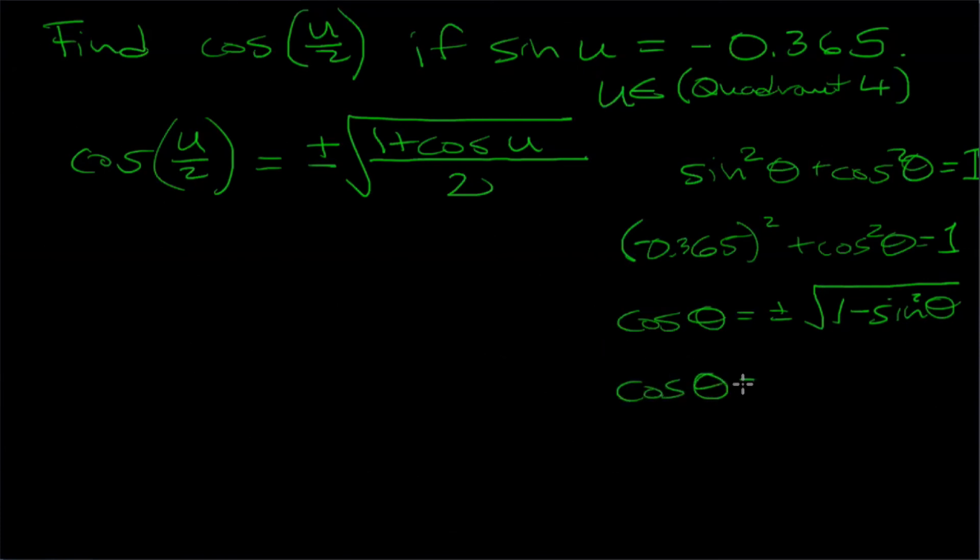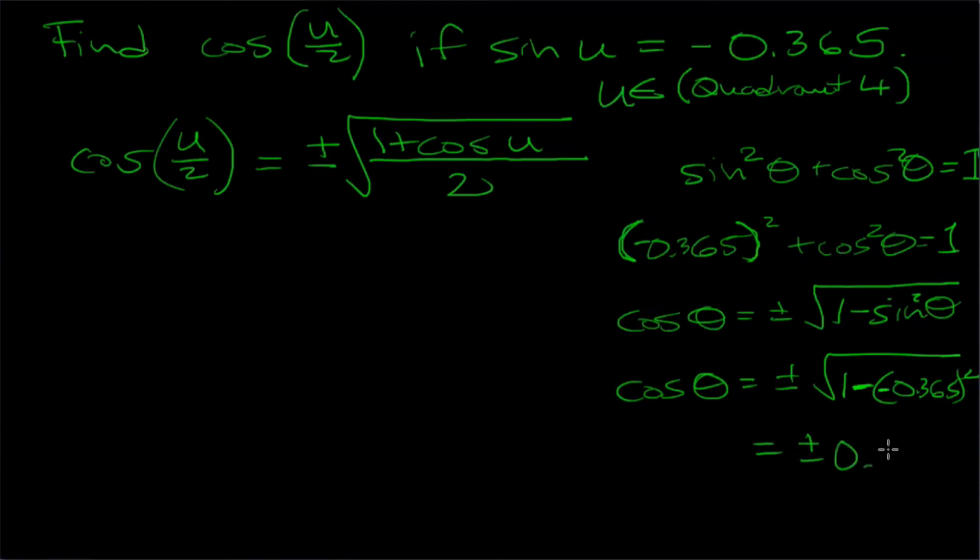So cosine of theta would be plus or minus the square root of 1 minus 0.365 squared, and then I can go to my handy dandy calculator and evaluate that out. Is it going to matter that it's negative? No, because when you square it, it's going to make it positive. But that's why there's a plus or minus out here. So now I can evaluate that out, and I think I got this right.